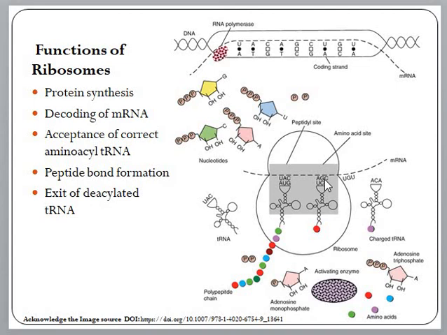Once the correct amino acid is received, the next amino acid will be attached to it by peptide bond formation. This happens within the ribosome. And after the release of the amino acid by the tRNA to the ribosome, the deacylated tRNA is released by the ribosome. So all the functions of ribosomes are associated with protein synthesis.